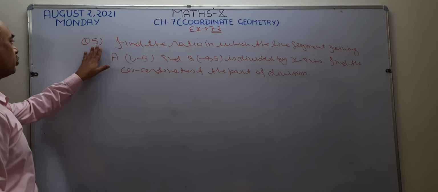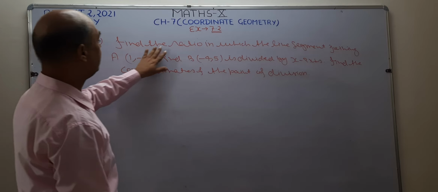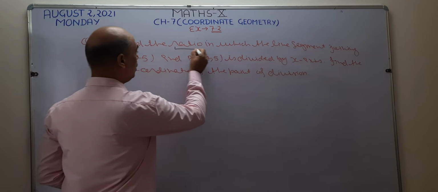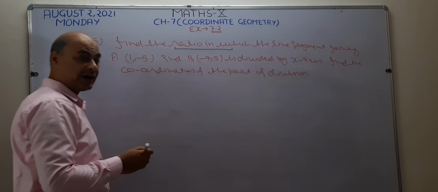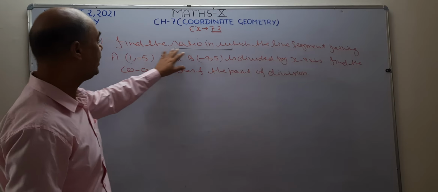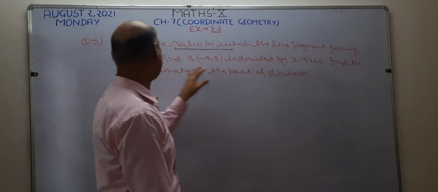Now we are going to start question number 5. Find the ratio in which, again we are going to find a ratio. And you know, when a ratio is required, what do you suppose? K:1. Find the ratio in which the line segment joining the points.